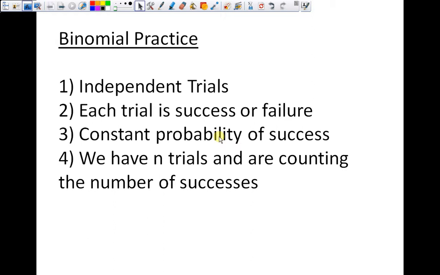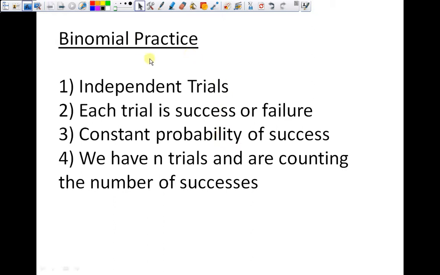Number 3, a constant probability of success. We have a 0.5 or 1/2 chance of getting a heads each time we flip a coin. And 4, we have n trials and are counting the number of successes. So if we have 10 trials, we're going to try to count how many times we get a heads.